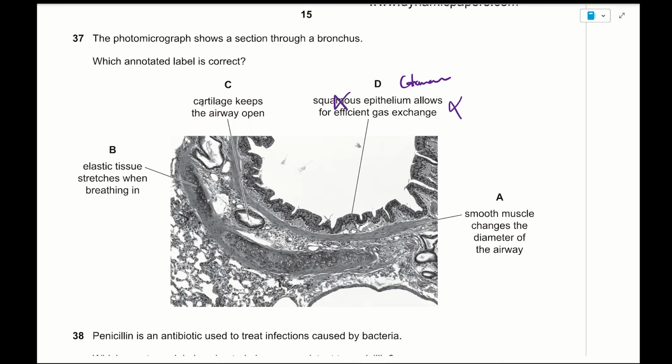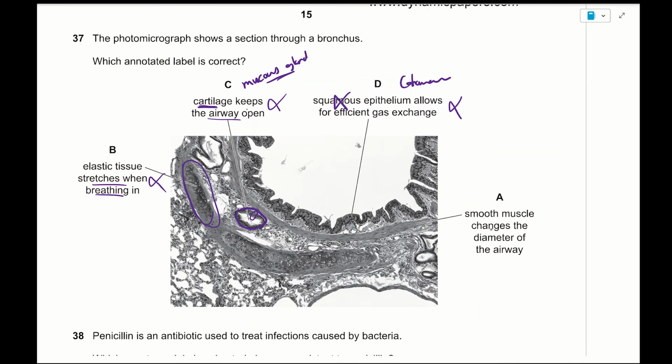For C, it's assuming that this is cartilage. Cartilage keeps the airways open. This is incorrect. The reason why is if we zoom in deeper, this is actually a mucus gland, which has cuboidal cells, as you can see here. Now let's go to B. Elastic tissue stretches when breathing in. This is also incorrect because you can clearly see that this is hyaline cartilage. This is not elastic tissue.